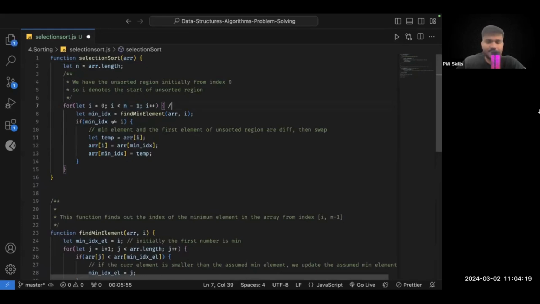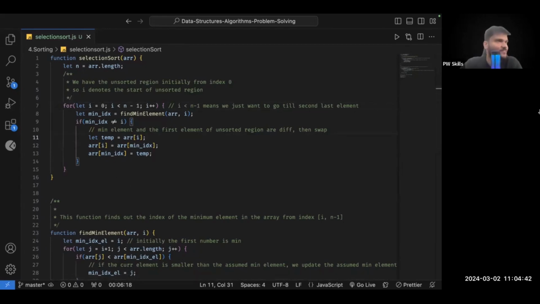And if you carefully see, i < n - 1 means we just want to go till the second last element, because the last element doesn't need to be figured out. If you just have a single element, that's the minimum element. And that's how you write selection sort, guys.